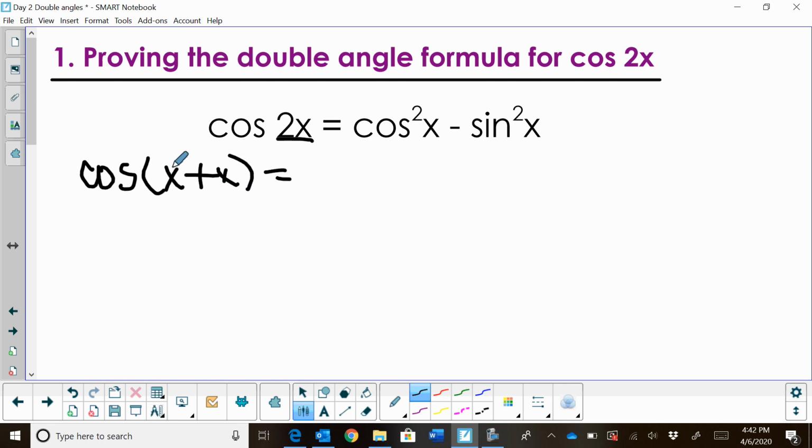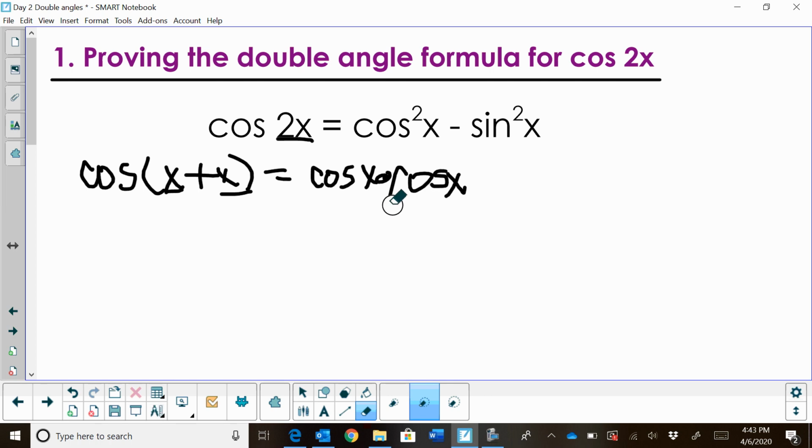So we're going to split it into two parts, and now we're going to use the sum formula. Well, cosine is cosine, cosine, sine, sine, opposite signs. So we're going to take the cosine of the first angle, which is x, and then times the cosine of the second angle, which is also an x. So we have cosine x times cosine x. Well, that ends up being cosine squared x. Okay, that's the first part.